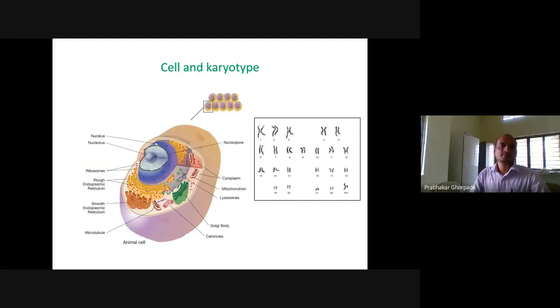Next, cells and karyotype. So this is our cell. This is the cell nucleus, nucleolus, nuclear pores, ribosomes. It contains mitochondria, cytoplasm. Out of this, we are more interested in the nucleus part, nucleus, nucleolus. Here in this nucleus, we can find these chromosomes, right? Inside the cells, we can find these chromosomes. We can find this DNA structure. This DNA structure we are more interested in.